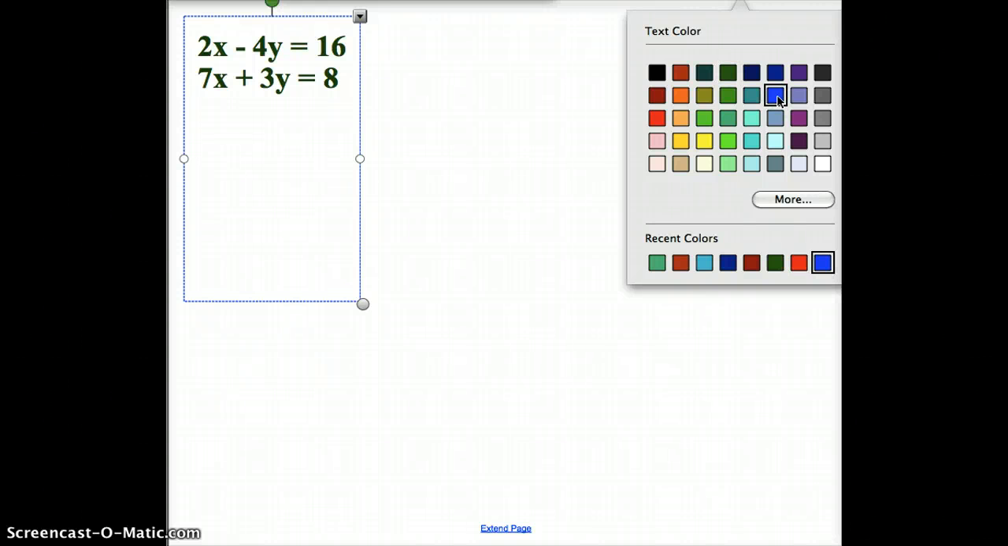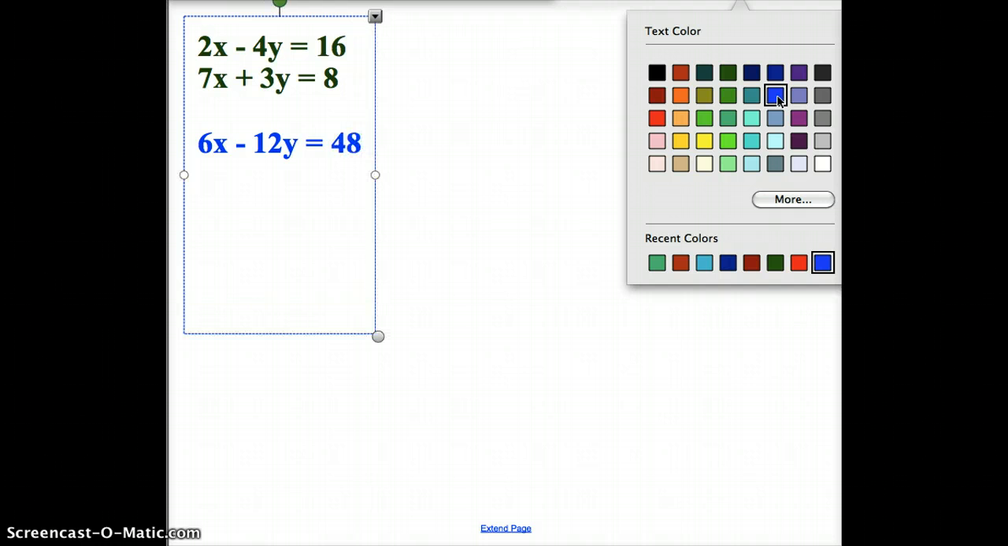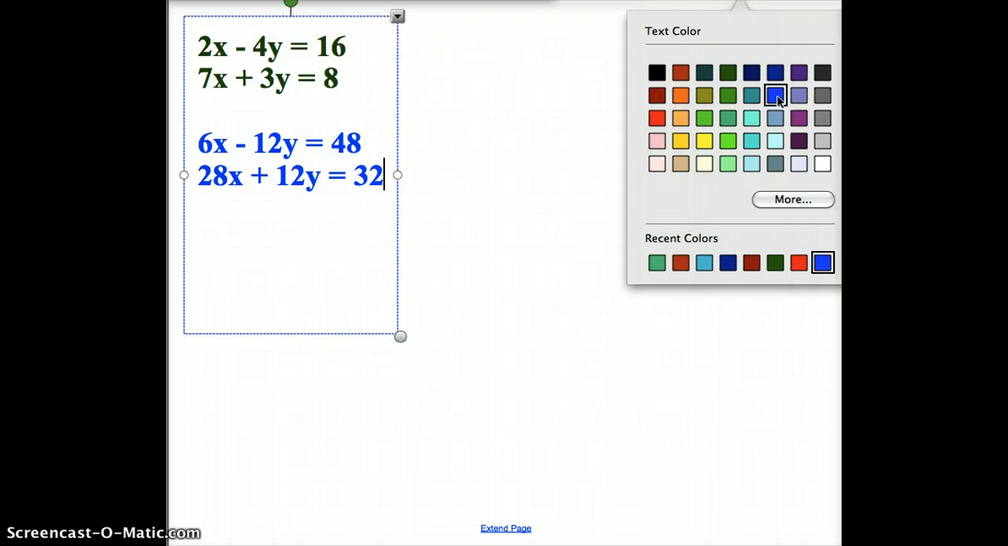So when I do that, I would end up with 6x minus 12y equals 3 times 16 is 48. And the bottom, I need to multiply by positive 4, so that would be 28x plus 12y equals 4 times 8, 32. Now you'll notice that your y's could cancel nicely, the negative 12y and the positive 12y. 6x plus 28x is 34x, and over here you're going to end up with 80, and then you solve for x. Plug in, solve for y. So this would be one where it would be nice and easy to use the elimination method.